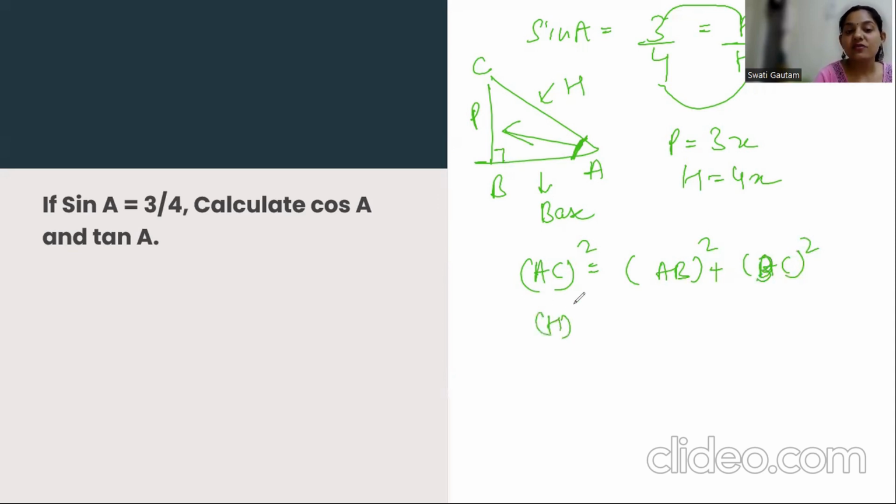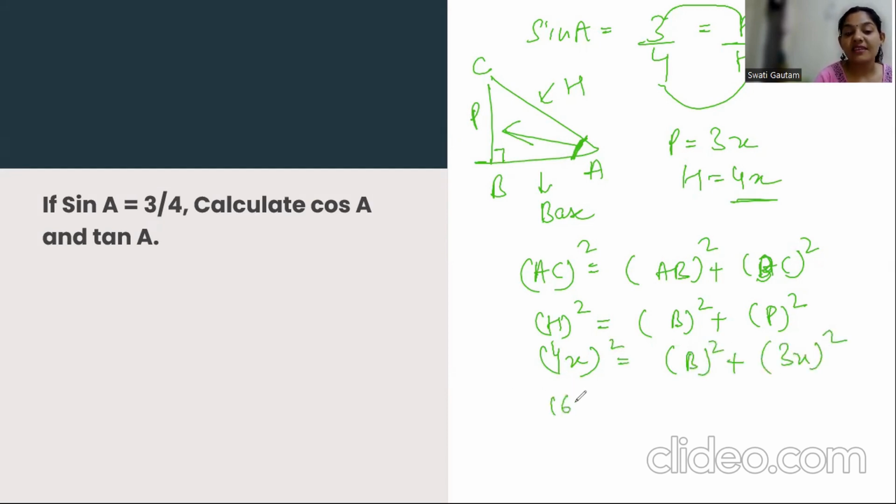Now what is AC? AC is the hypotenuse. What is AB? AB is the base. And what is BC? BC is the perpendicular. Now you don't know what B is. But I know H from the given part. H is 4x, 4x whole square. And P is 3x whole square. So 4x whole square means 16x square. You have to square the 4 also and x also. B square and 9x square.